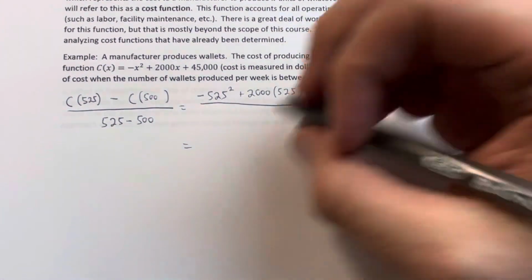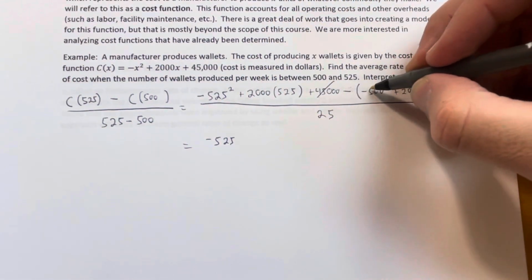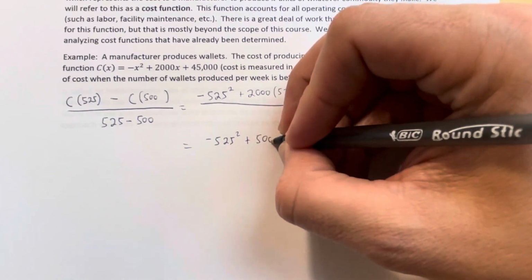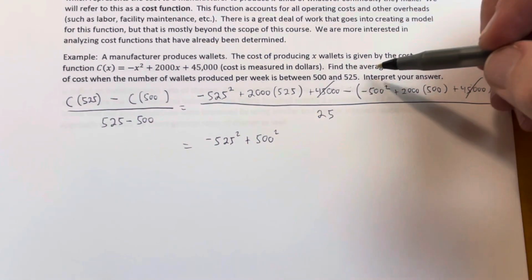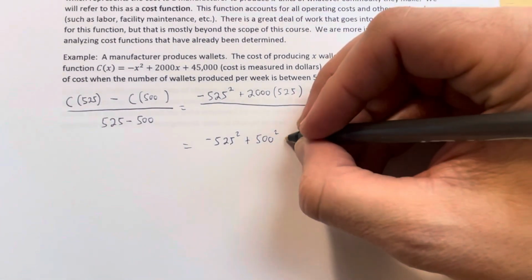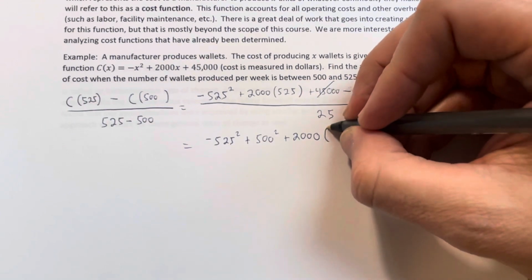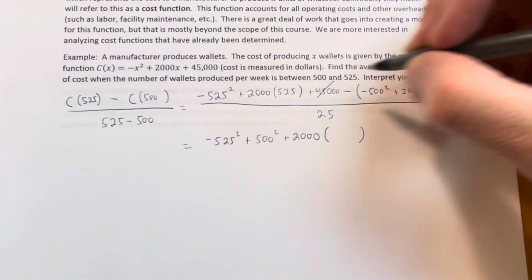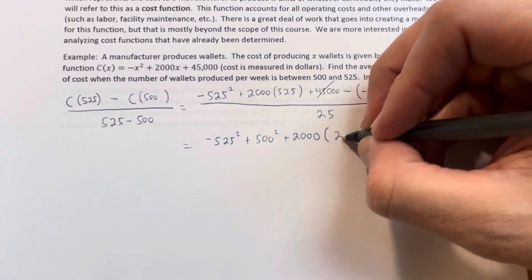And then if I look at what's left, I have this negative 525 squared here, minus negative, so that would make it a plus 500 squared here. And then I have 2,000 times something minus, because that minus will distribute, 2,000 times something else. We can factor that 2,000 out. And then what's left in here would be 525 minus 500, which is just 25.